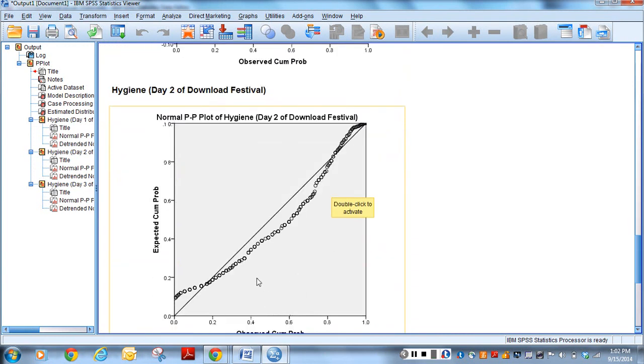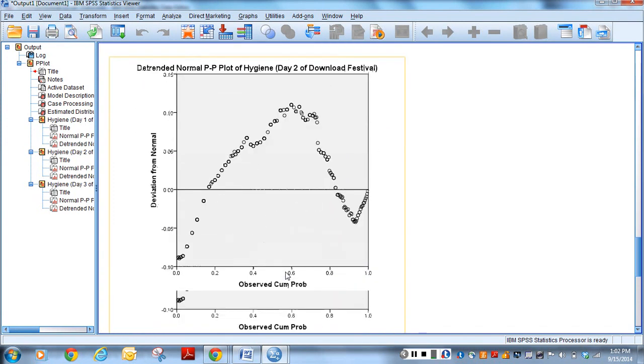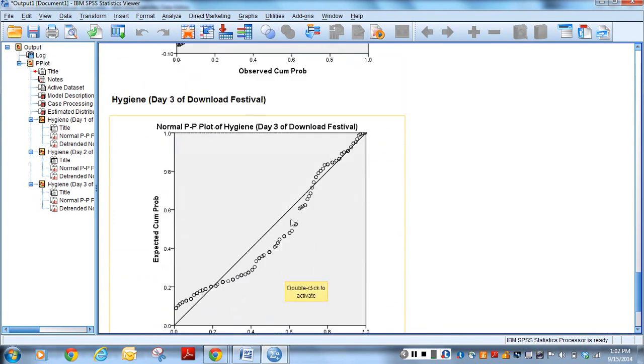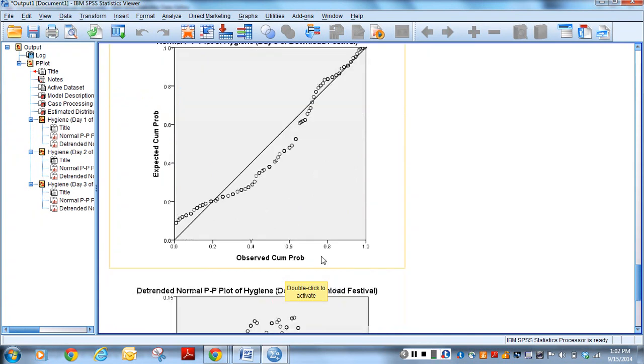Wow, day 2 is also skewed. And let's look at day 3. Day 3 again. So day 1, day 2, and day 3 all look non-normal.